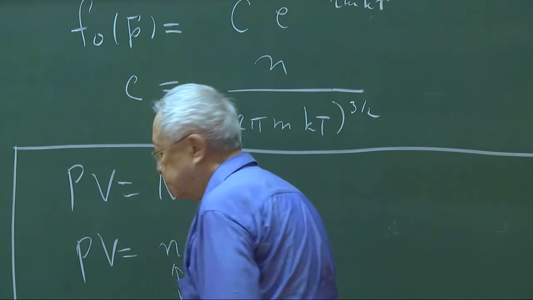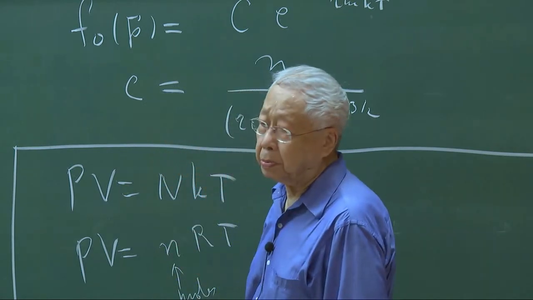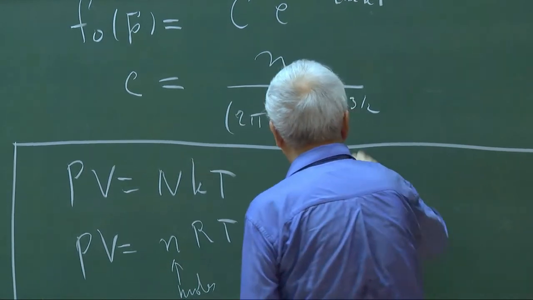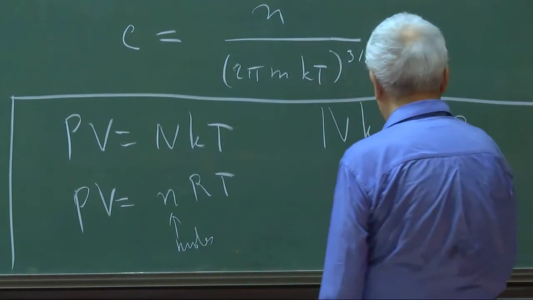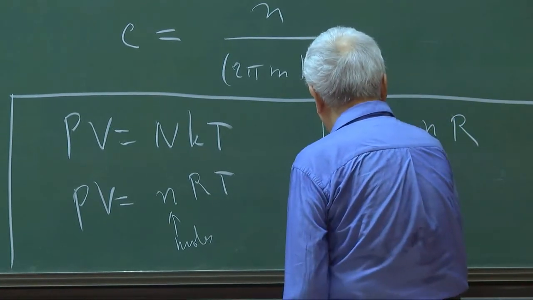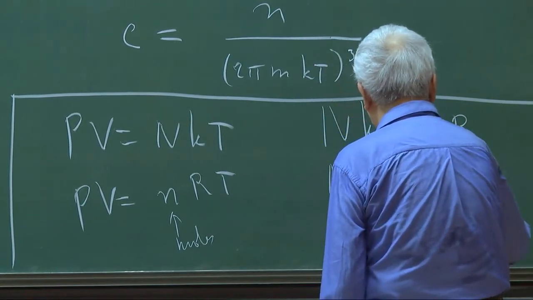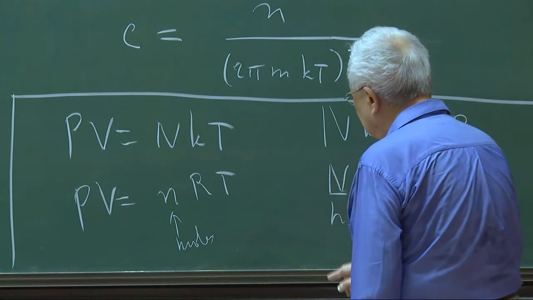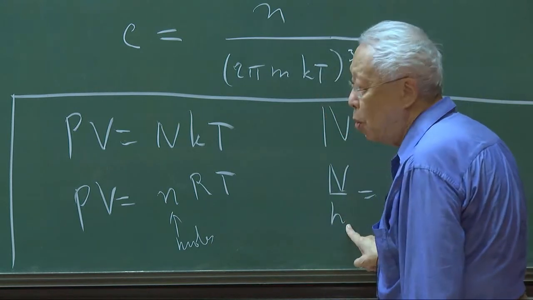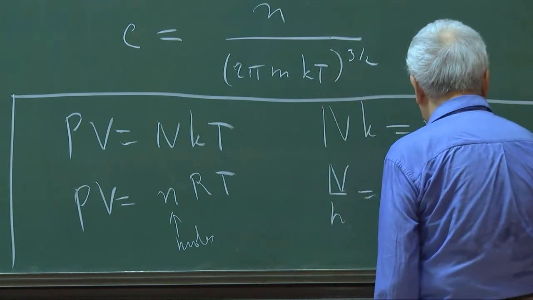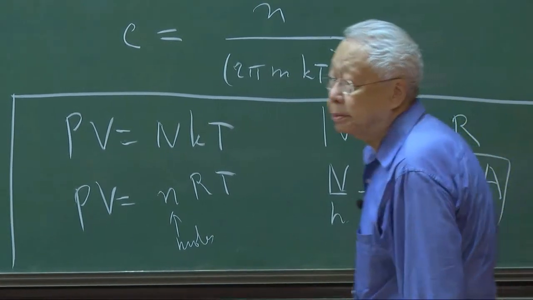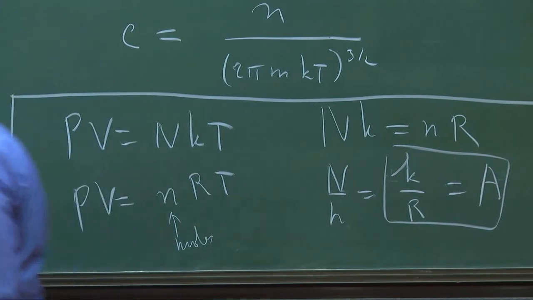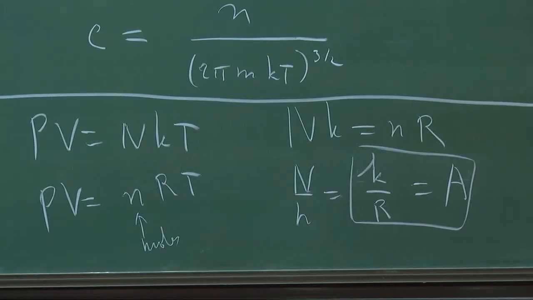N is the number of particles, the number of atoms, and n is the number of moles. And therefore, Nk is equal to nR, and R is called the gas constant. Therefore, N over n is equal to k over R. And N over n is the number of particles in a mole, therefore this is Avogadro's number. So these three constants, k, R, and A, are related: Boltzmann's constant, the gas constant, and Avogadro's number are all related.